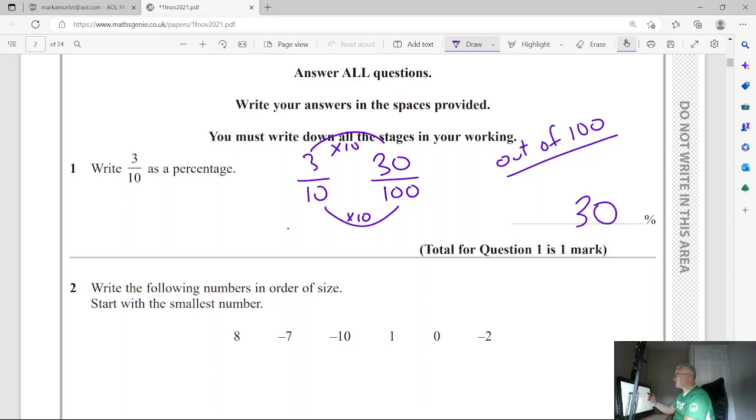Sometimes it's not as easy to get the denominator to get to 100. So if you can get the denominator to go to 10 and then get to 100, that's what my advice would be on this question.